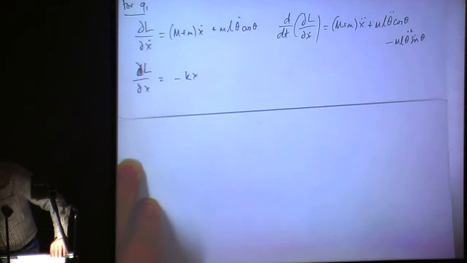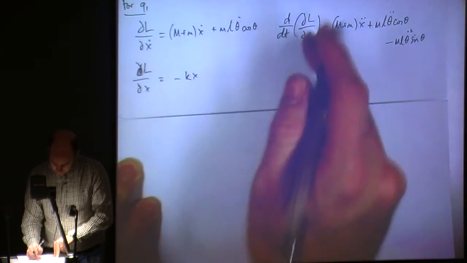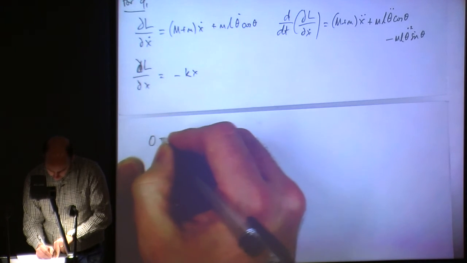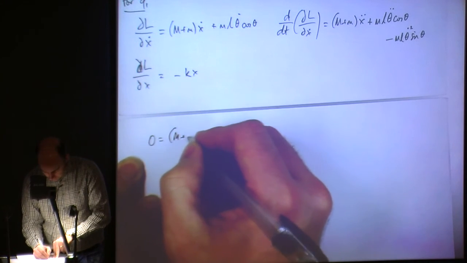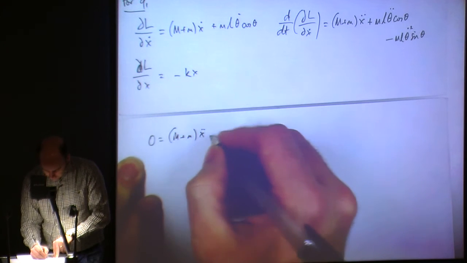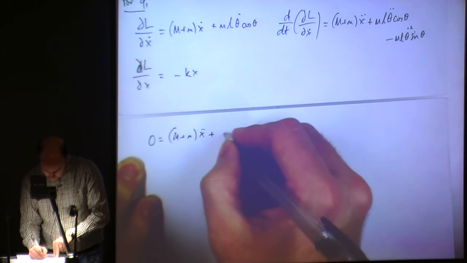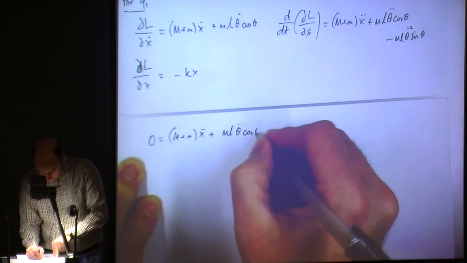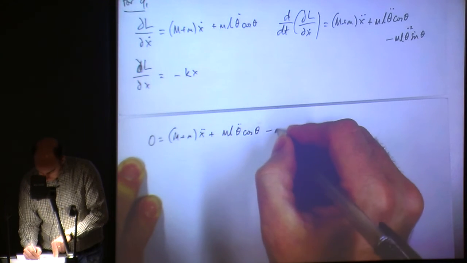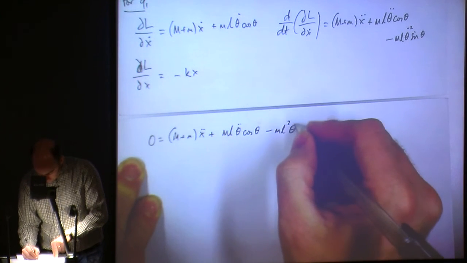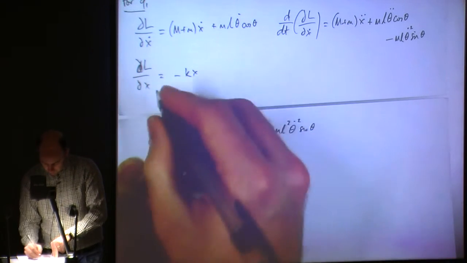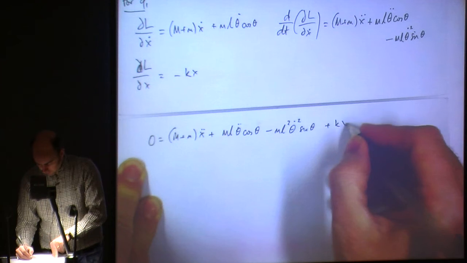So I could write out my Lagrange's equation for this. That's this term minus this term, which equals 0. So 0 equals m plus m x double dot plus ml theta double dot cosine of theta minus ml theta dot squared sine of theta minus this term plus kx.